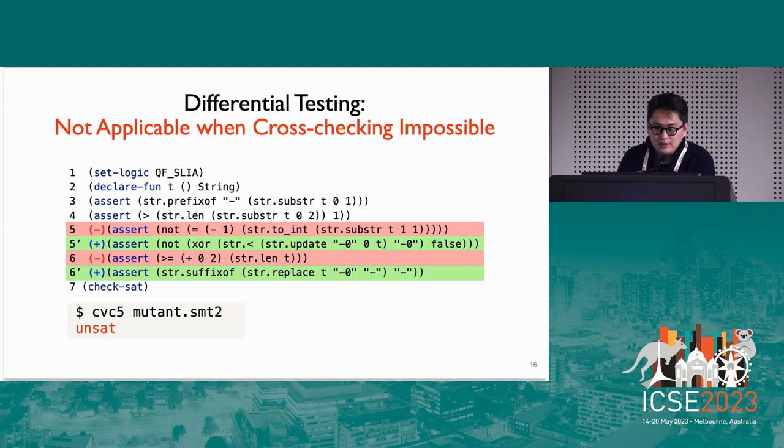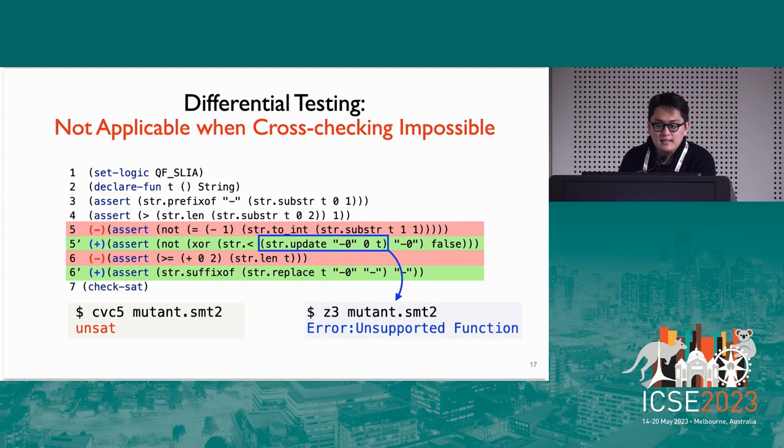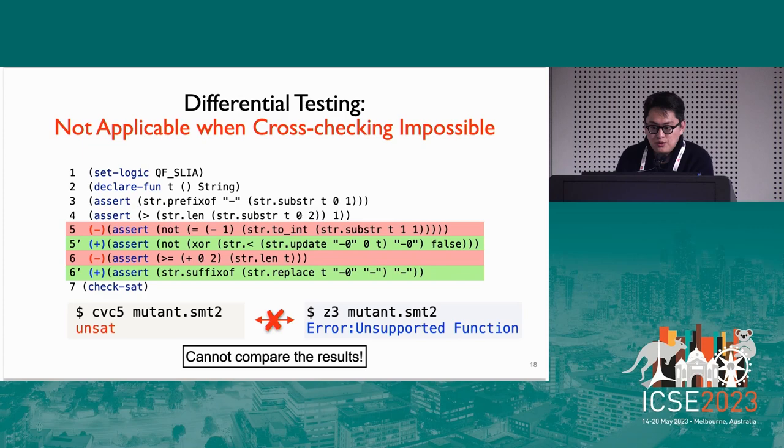When we are using a Z3 solver to cross-check the formula, it unfortunately returns an error. It is because the function call str.update is a specific function used only in CVC5. Results cannot be compared. So therefore, this refutational soundness bug cannot be identified by using differential testing.